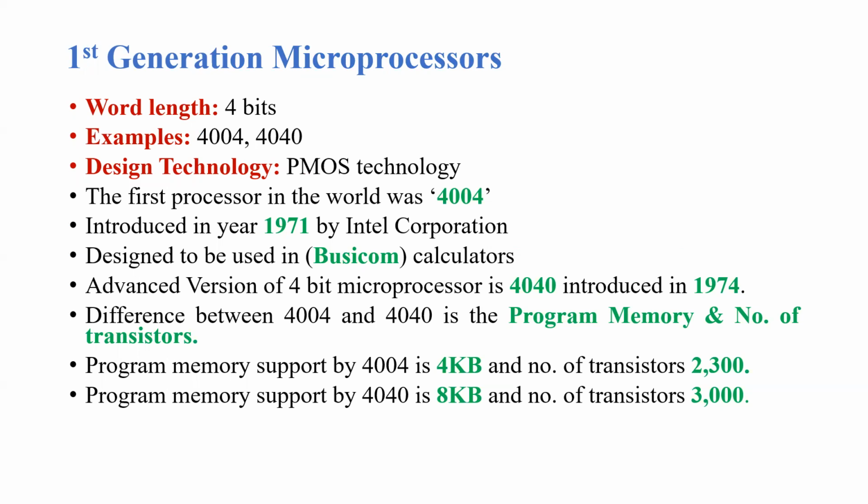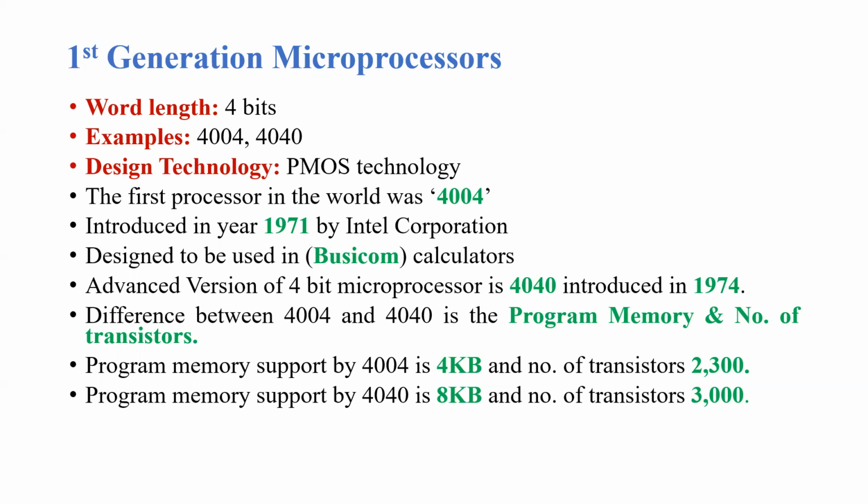The design technology used for making the first generation processors was PMOS technology, meaning P-channel metal oxide semiconductor technology. I already mentioned that the first processor in the world was 4004. It was designed by Intel Corporation in the year 1971.